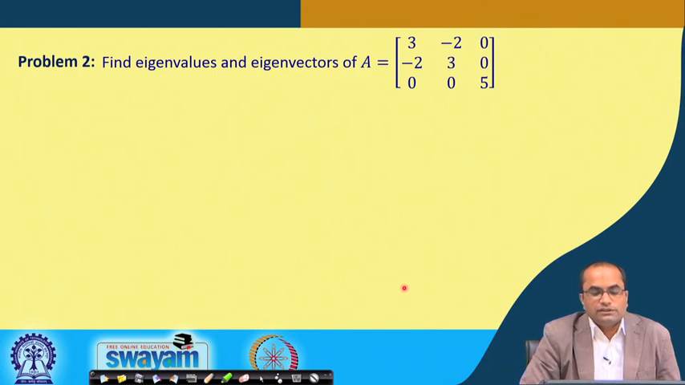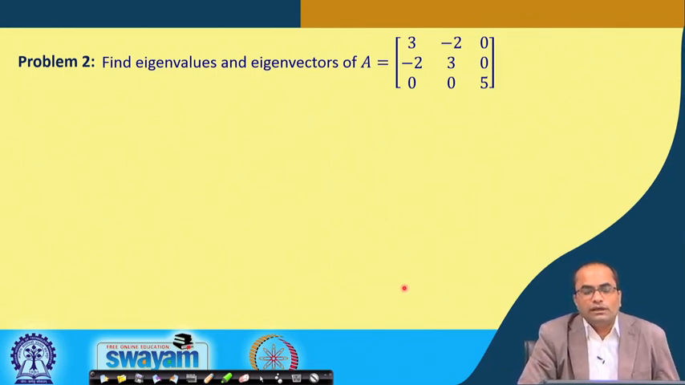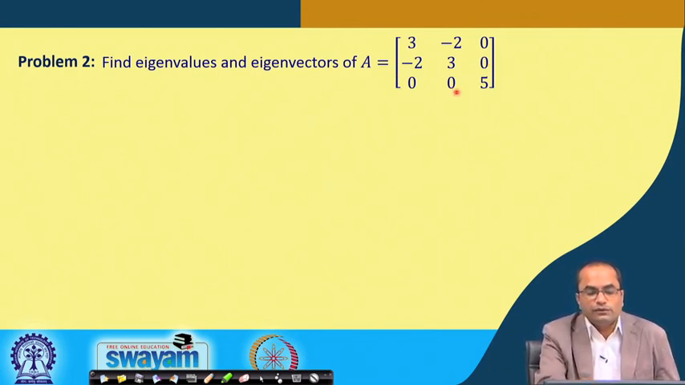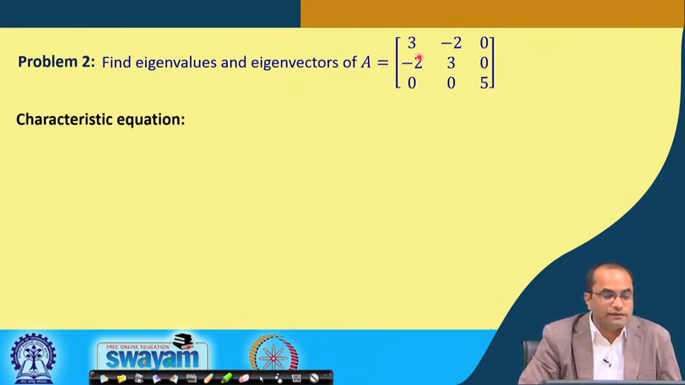Another problem, this is a 3 by 3 matrix. So, 3, minus 2, 0 and so on. Here again we want to find the eigenvalues and eigenvectors of this given matrix, which is 3 by 3 now. So, we have to again follow these steps: first we have to write down the characteristic equation, and from there we can get the eigenvalues.